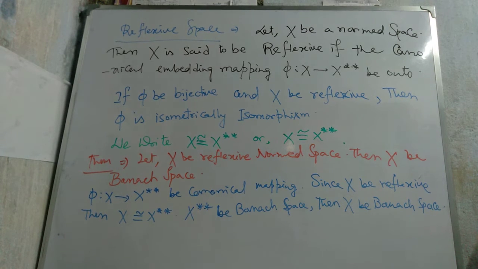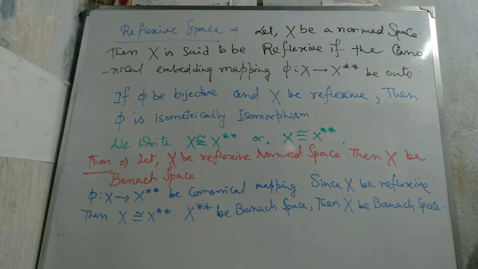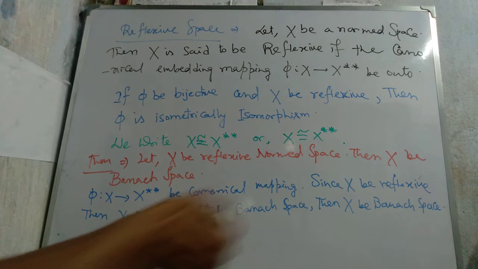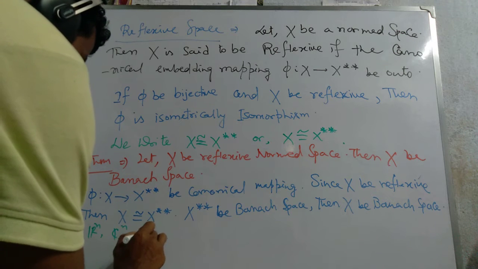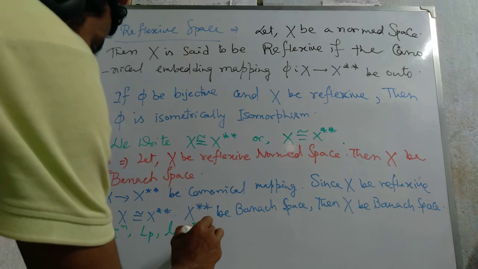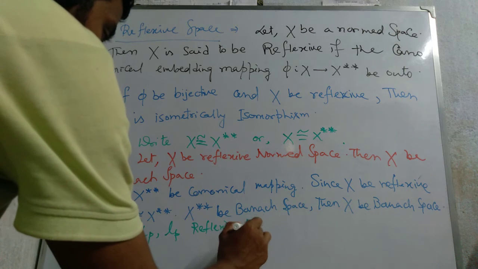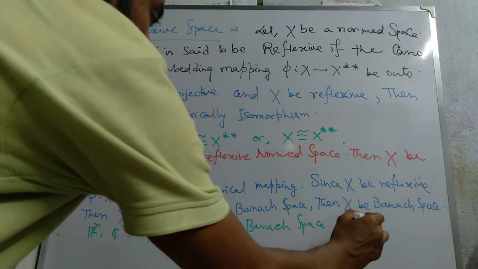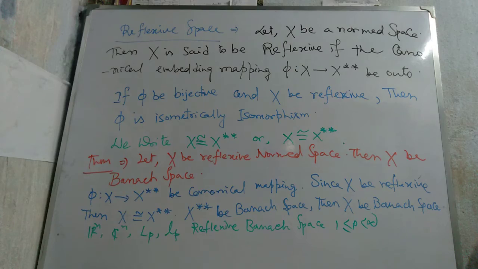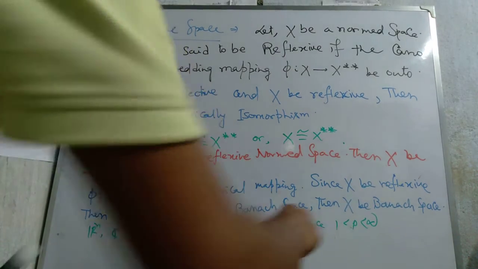Okay, now we go further. Lp is a reflexive Banach space. Obviously capital Lp are reflexive Banach spaces. Rn and Cn are reflexive Banach spaces. That means Rn, Cn, capital Lp and small lp are all reflexive Banach spaces, for 1 less than p less than infinity.